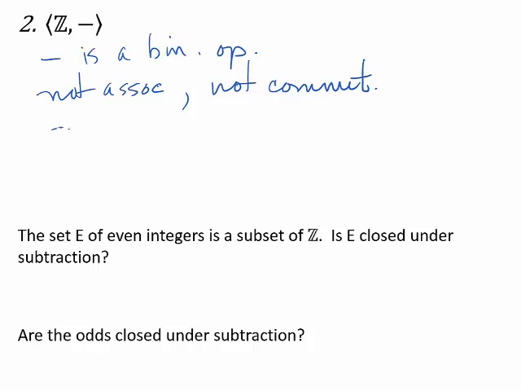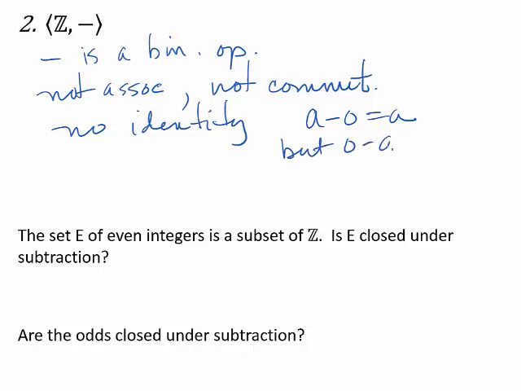And there is no identity. No identity. It's true that A minus 0 is equal to A, but it doesn't commute. But 0 minus A is not equal to A, so it's not an identity. The identity has to be a right-sided and a left-sided identity. And if there's no identity, we don't even ask about inverses.